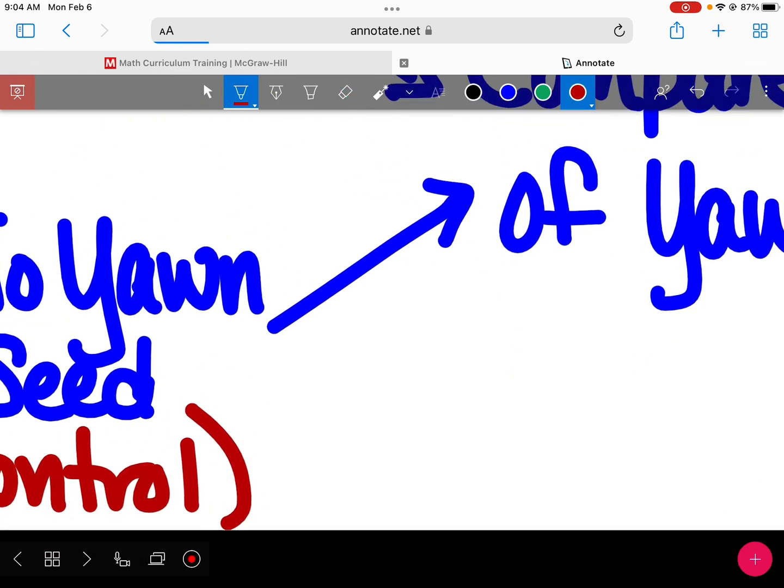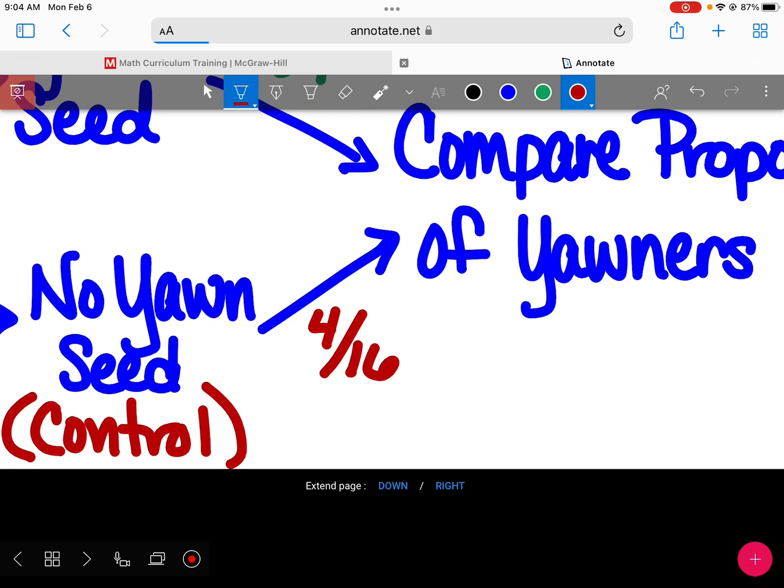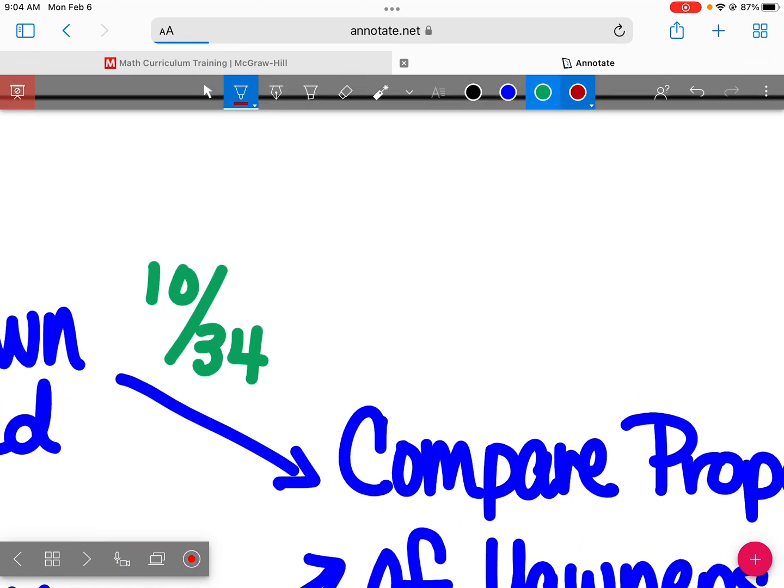And the no yawn seed group, how many of those people ended up yawning anyway? 4. Out of? 16. 4 out of 16, yes. So 4 out of 16, I know that that is 25% or 0.25. What is 10 out of 34? Let's take it out to 2 decimal places here. What is 10 out of 34? 0.29.